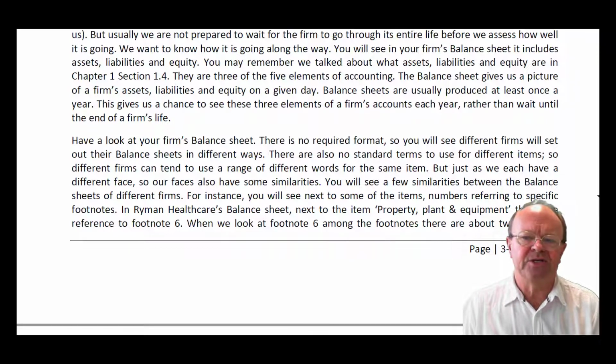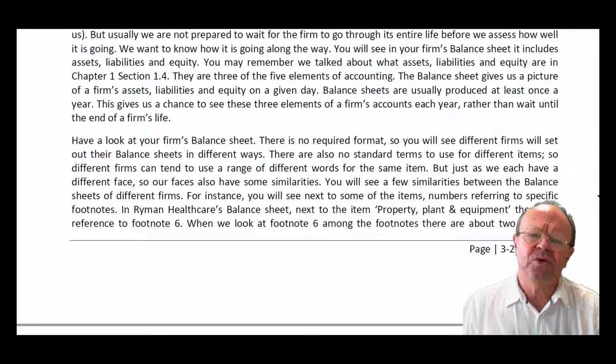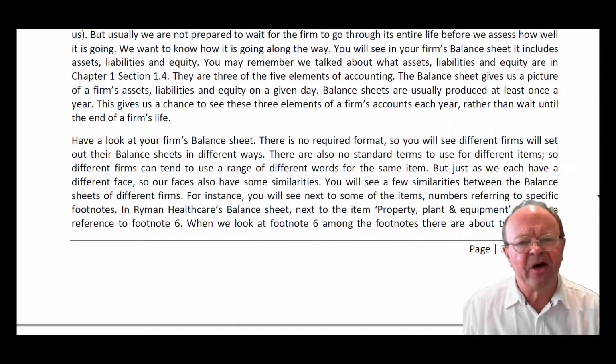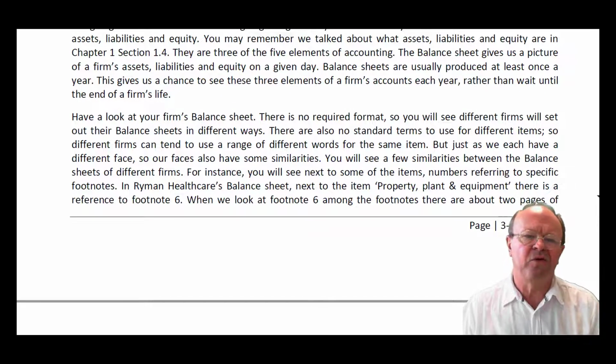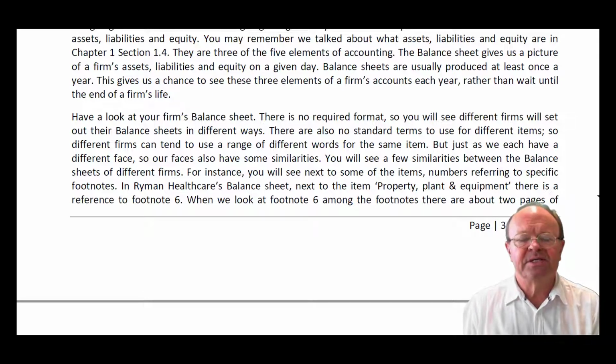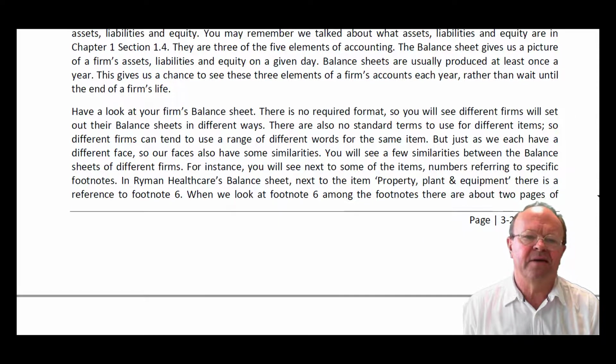You'll see in your firm's balance sheet it includes assets, liabilities and equity. You may remember we talked about what assets, liabilities and equity are in Chapter 1, Section 1.4. They are 3 of the 5 elements of accounting. The balance sheet gives us a picture of a firm's assets, liabilities and equity on a given day. Balance sheets are usually produced at least once a year. This gives us a chance to see these 3 elements of a firm's accounts each year, rather than wait until the end of a firm's life.